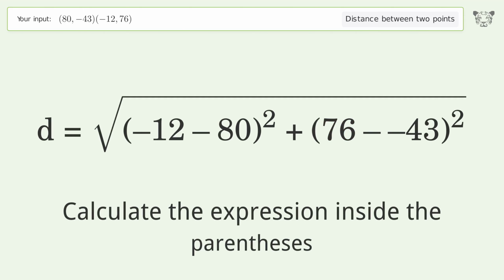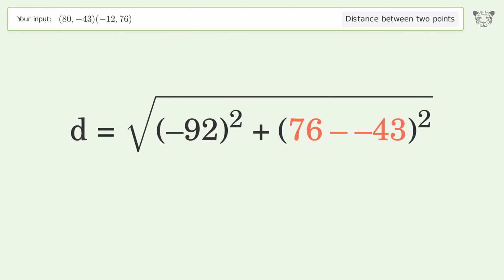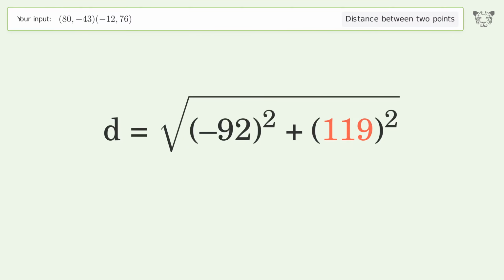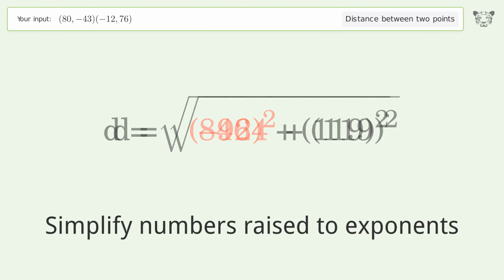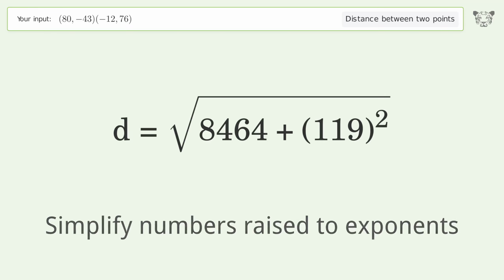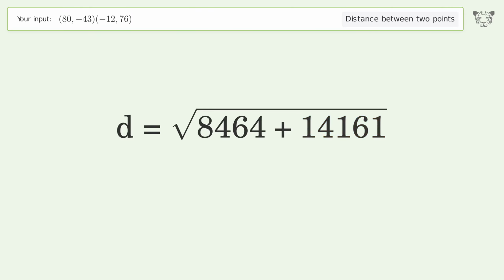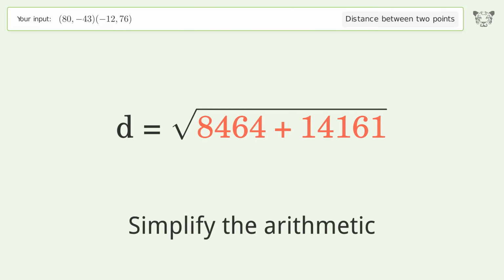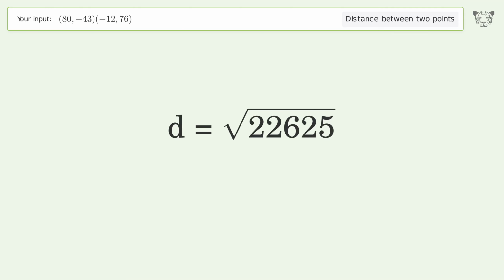Calculate the expression inside the parentheses. Simplify numbers raised to exponents. Simplify the arithmetic. And so the distance between the 2 points is the square root of 22,625 or 150.416.